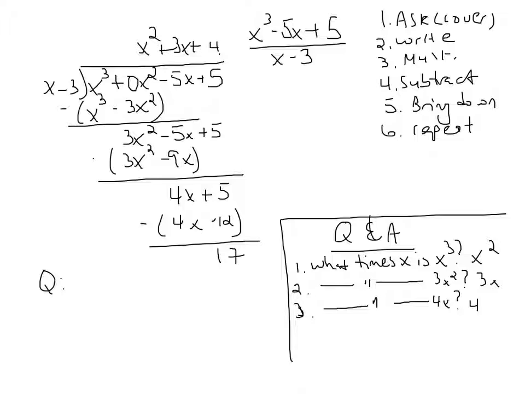So we'd say the quotient to this problem is x squared plus 3x plus 4. And the remainder is 17.